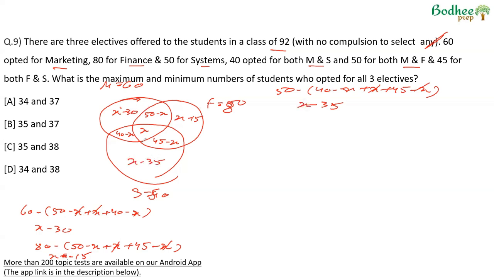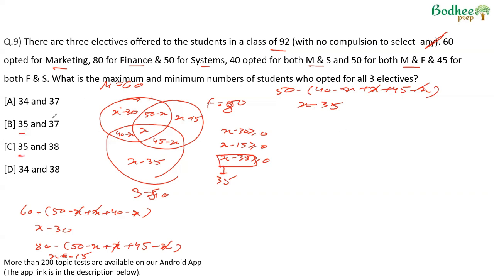Now all of these numbers have to be positive, cannot be negative. Therefore, x minus 30 has to be greater than or equal to 0. X minus 15 has to be greater than or equal to 0. X minus 35 has to be greater than or equal to 0. Clearly, x has to be at least 35, or else this will become negative. So the minimum value for x possible is 35, cannot be less than 35.